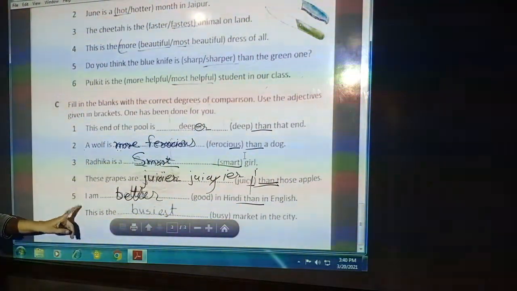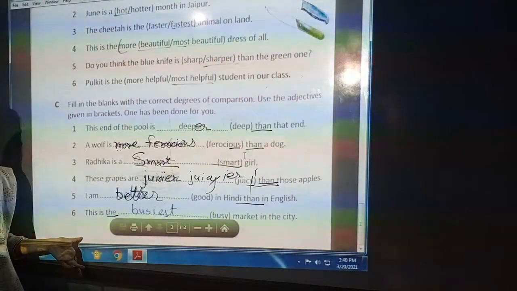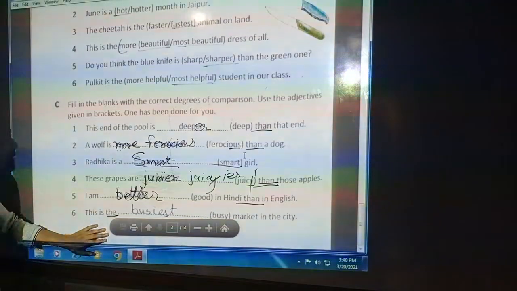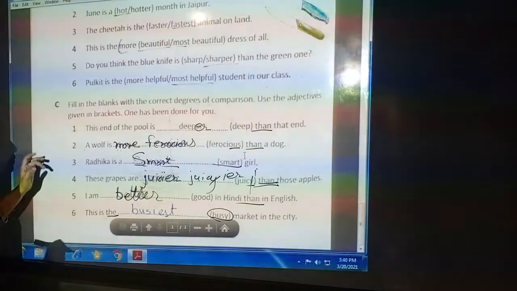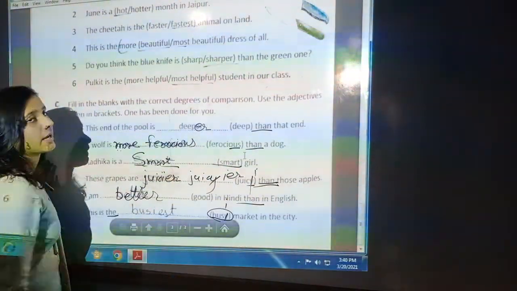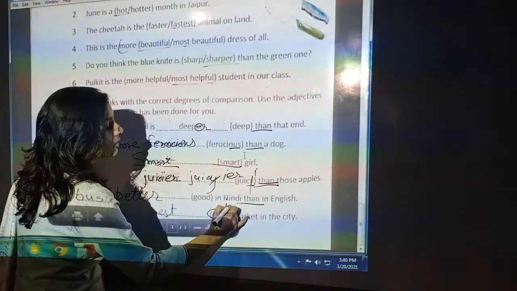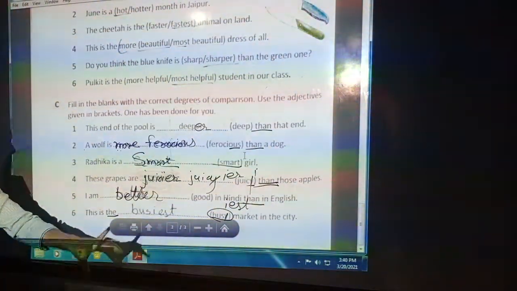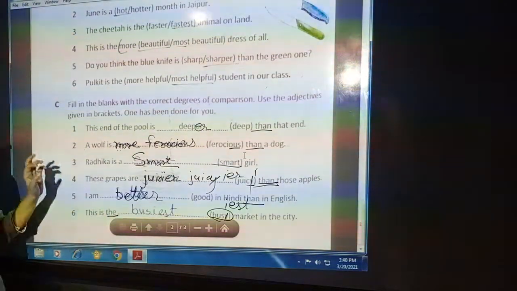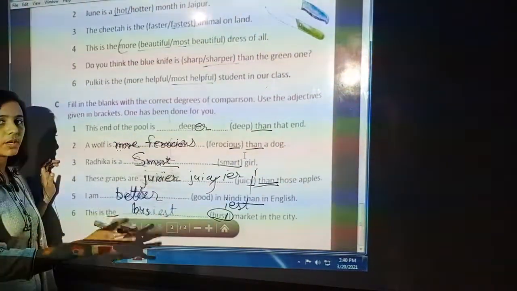Next is, this is the dash market in the city. Here notice, the is given, that means it is superlative degree. In superlative degree, as the adjective is having last letter y, so y will be replaced with I, and to convert it into superlative degree, because the is used, so in superlative degree we will add est, so it will become iest. Busy will become busiest.